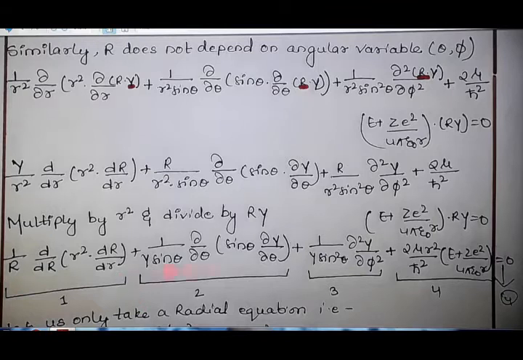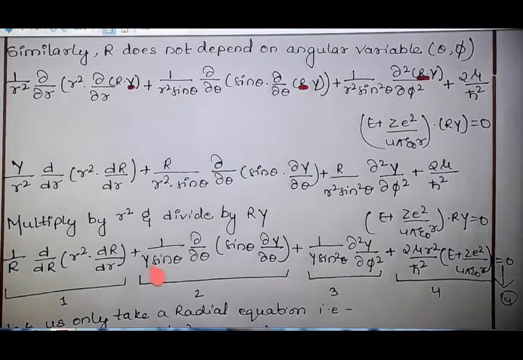So from this equation we can see that the first term and fourth term depend on the radial variable, and the second and third terms depend on the angular variables, that is theta and phi.